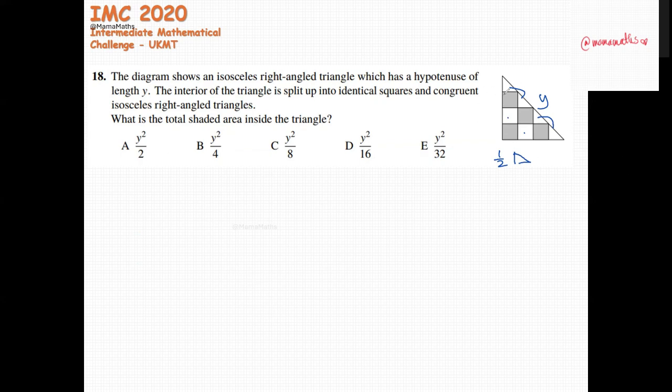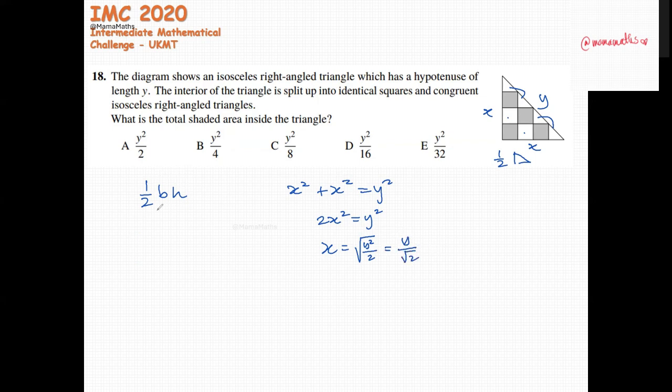Now, what will be the area of this triangle? We need the area, 1/2 base times height. However, we don't know what that is. We need to write it in terms of y. Let's say the sides are x. So x squared plus x squared equals y squared, based on the Pythagorean theorem. So 2x squared equals y squared. We need x. x is equal to the square root of y squared over 2, or y over root 2.